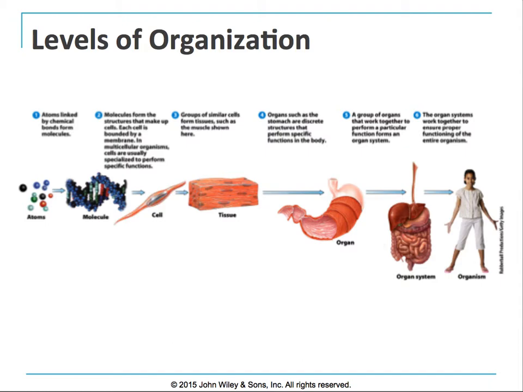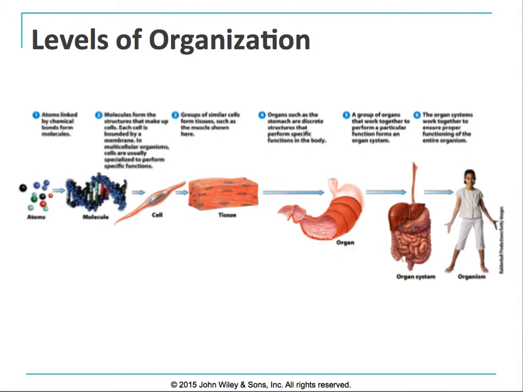So when several molecules get together, they form cells. When those cells get together, they form what are known as tissues. And so tissues are groups of similar cells, such as muscle, shown in the example. When tissues get together, they make what's known as organs. Organs such as the stomach are structures that perform specific functions in the body.